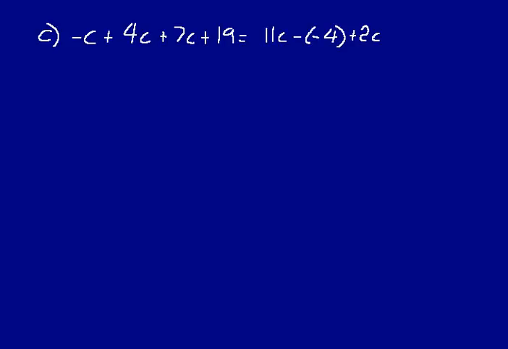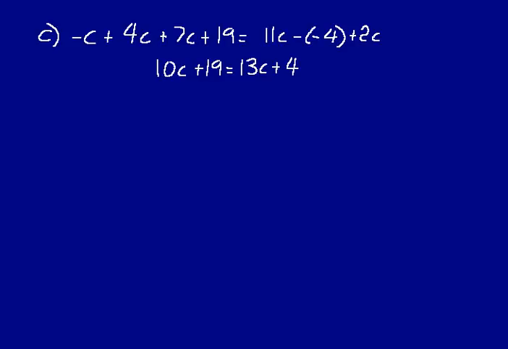And we have a 7c, a 4c, and a negative c. So that would be 11c minus c is equal to 10c plus 19. And then on the right side, we have an 11c and a positive 2c. So that would be 13c. And then we have minus a negative 4. That would just be positive 4. So we can go ahead and simplify those negative signs there.